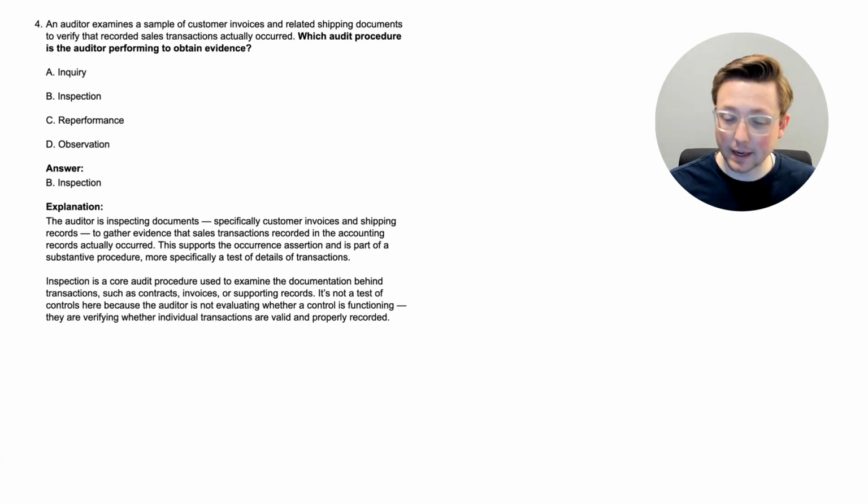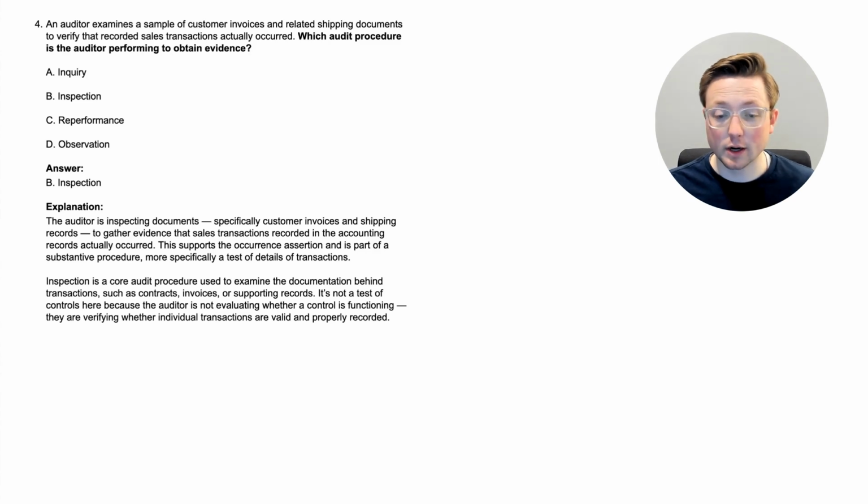The auditor is inspecting documents, specifically customer invoices and shipping records, to gather evidence that sales transactions recorded in the accounting records actually occurred. This supports the occurrence assertion and is part of a substantive procedure, more specifically a test of details of transactions. So that's the kind of test we're doing here, a test of details of transactions. It's a substantive procedure. And again, they're inspecting documents to make sure that things are actually there, that they actually occurred. Now let's read the next paragraph.